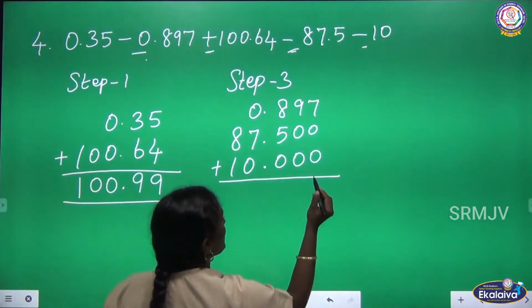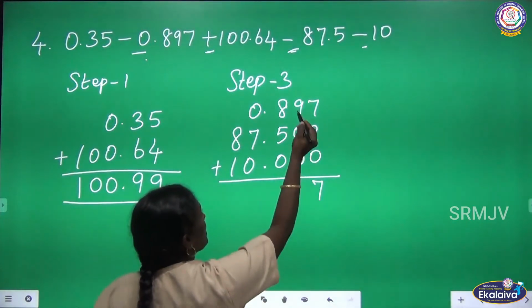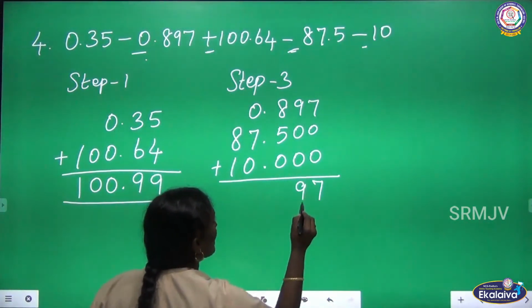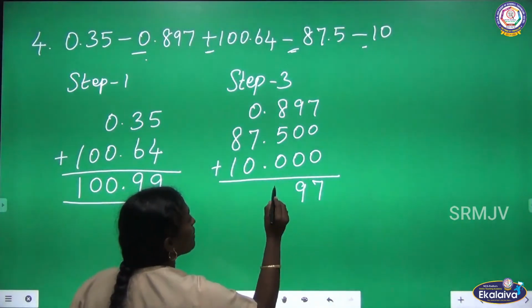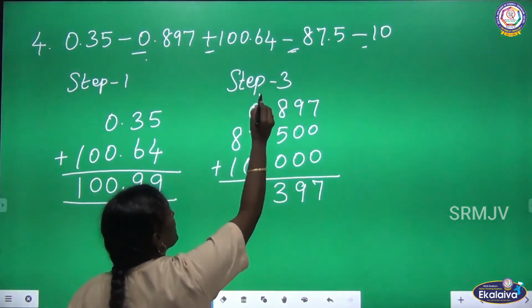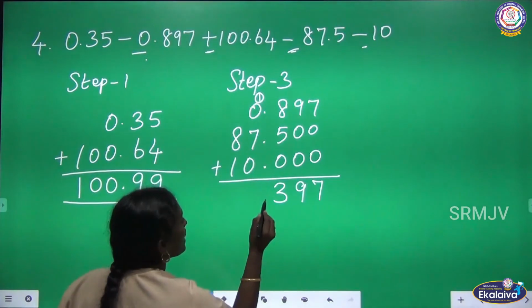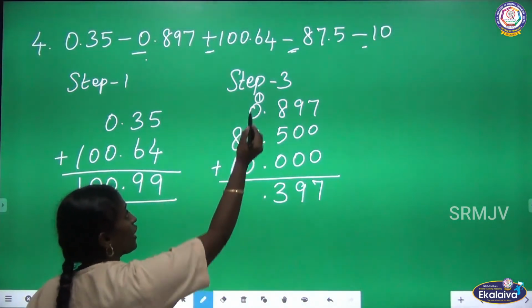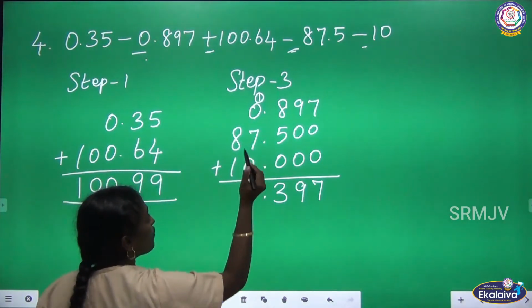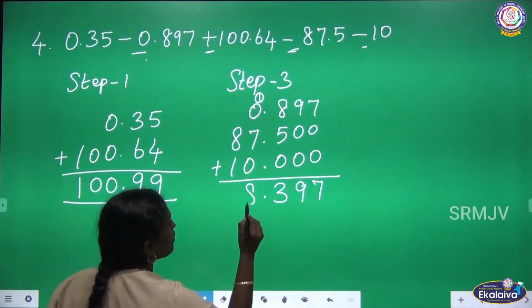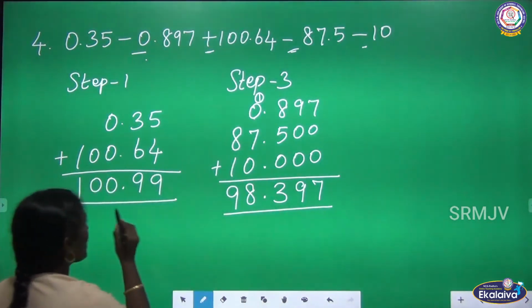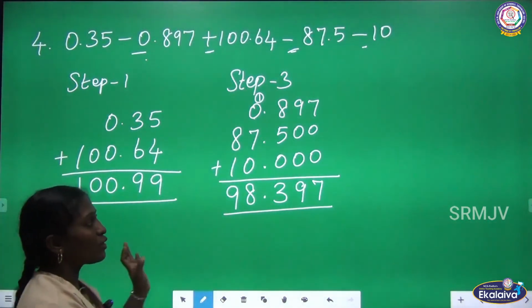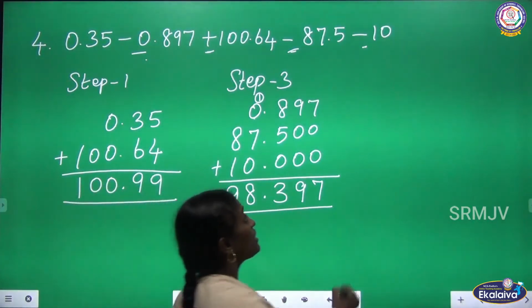Here 7 plus 0, 0, 7. 9, 0, 0, that is 9. 8 plus 5, that is 13. 13 plus 0, 13. 3 here, 1 carry over to the next place. Before that, we have to keep the decimal point. 1 plus 0, 1. 1 plus 7, 8. 8 plus 0, 8. Here 8 plus 1, 9. Here now we got 2 answers. We are going to subtract these 2 answers in step 3.